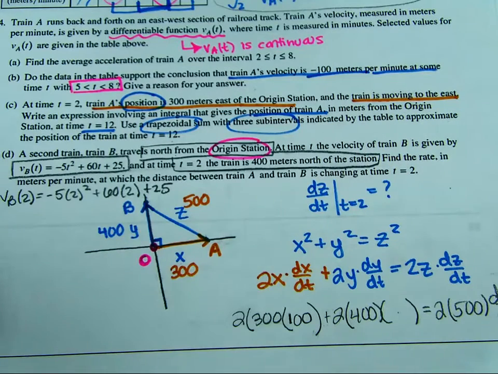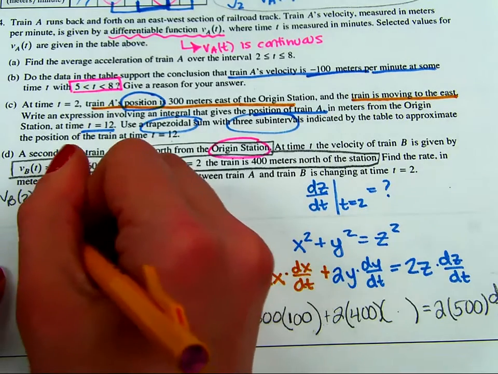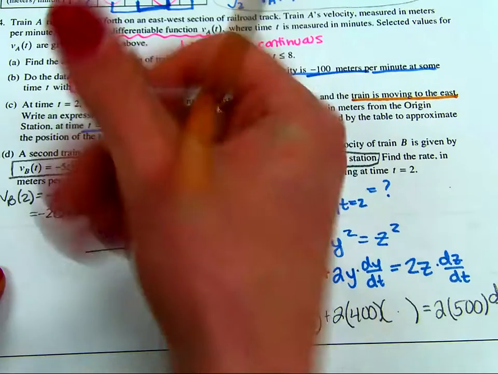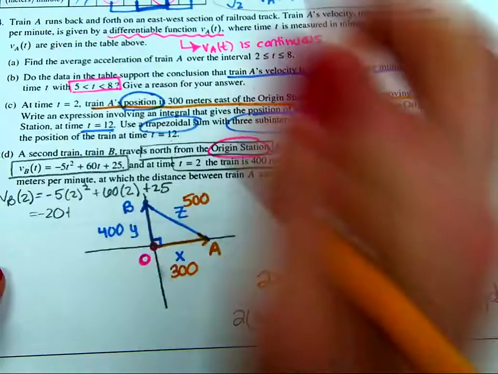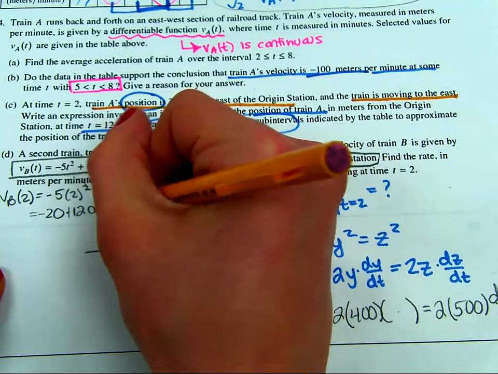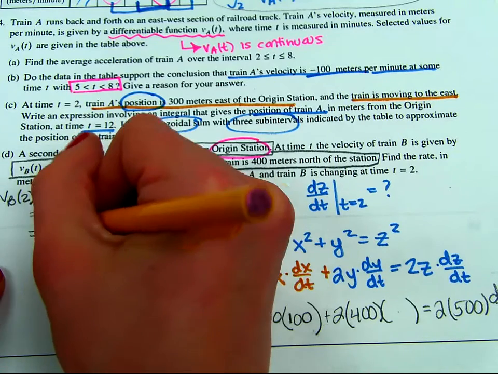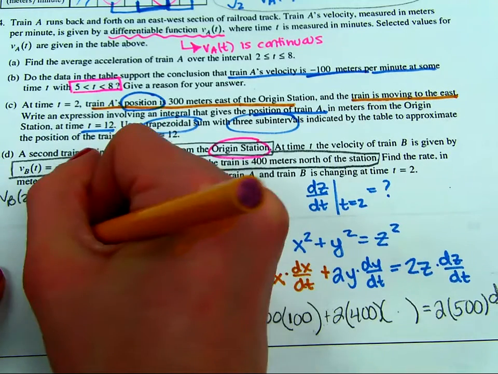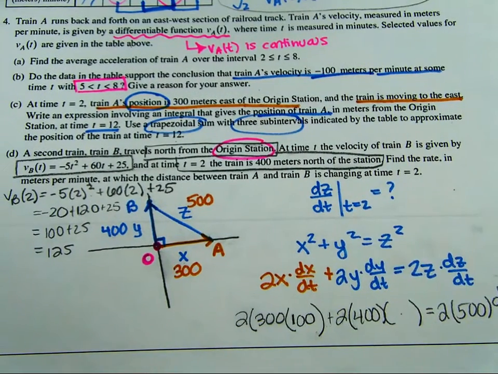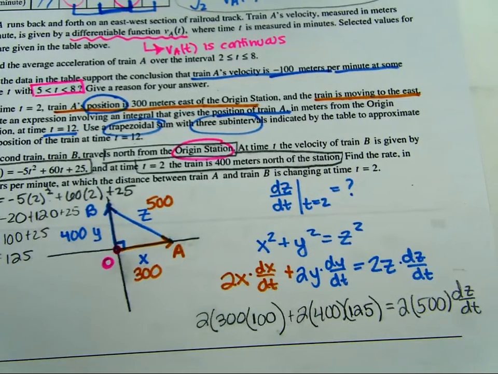2 squared is 4. 4 times negative 5 is negative 20. 60 times 2 is 120, plus 120, and then plus 25. All right, so negative 20 plus 120 is 100, plus 25 is 125. The velocity of train B at a time of 2 is 125. That's what we could put in here. All right, and we are basically done. We just have to solve this.